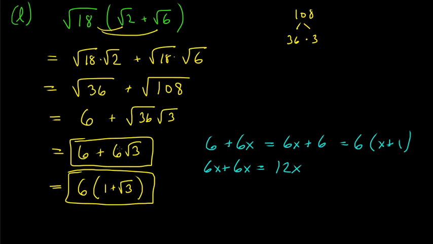It's not 12 square root of 3. It's 6 plus 6 square root of 3, or 6 times 1 plus square root of 3, if you factor out the 6.